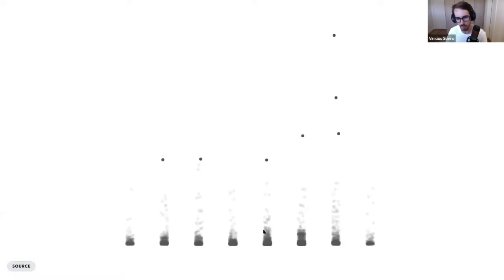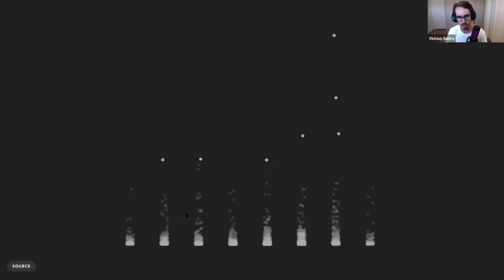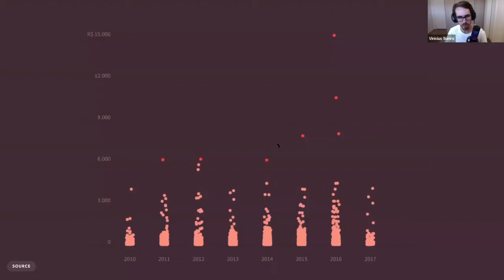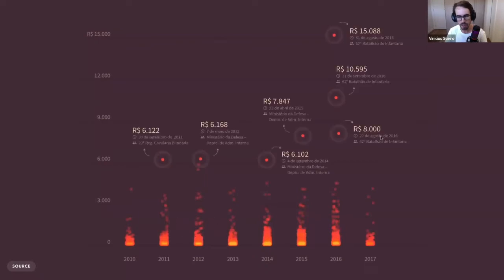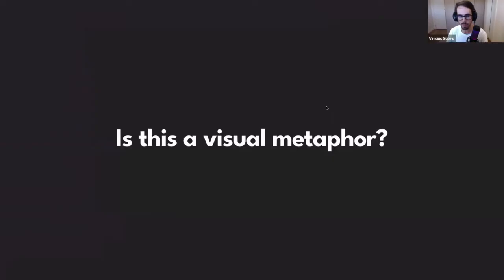change the opacity to reveal the hidden dots. I changed the color. I changed the whole palette, and I tried to merge this in a different way using different blend modes. And I ended up with something that looked like flames. And the whole chart said, oh, the higher the flame, the higher the value of that purchase. This is extremely expensive for a meal. And the thing is that when this was released, some people referred to this as a visual metaphor.